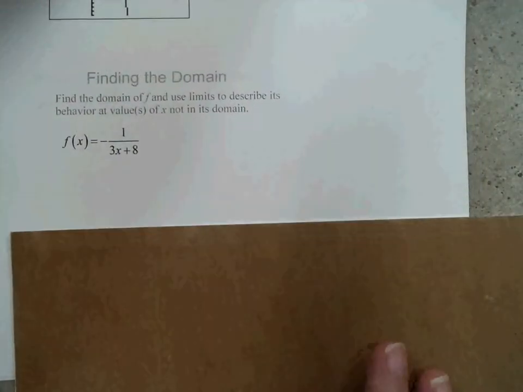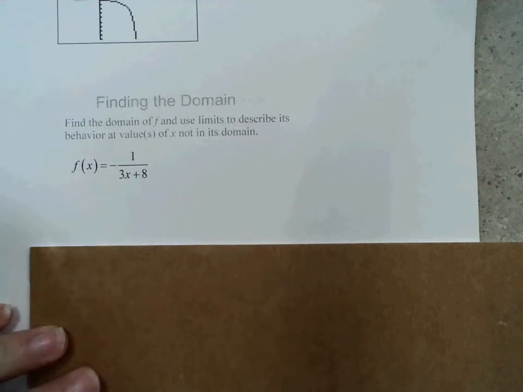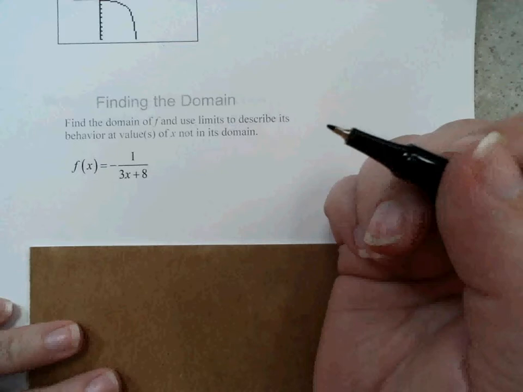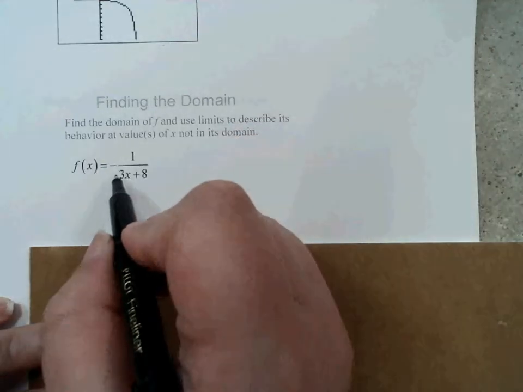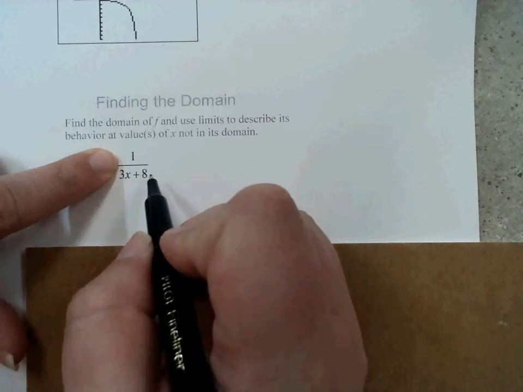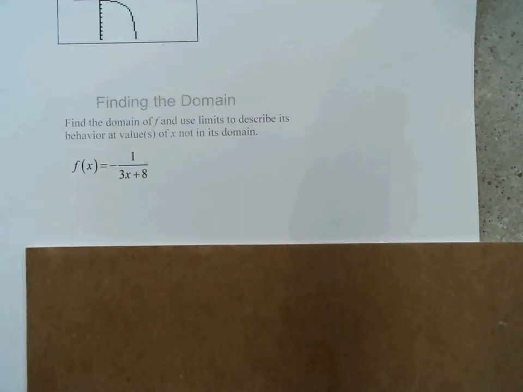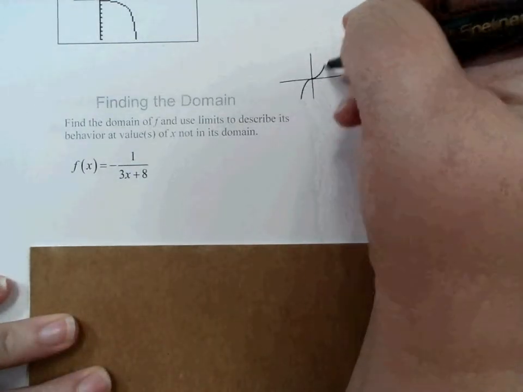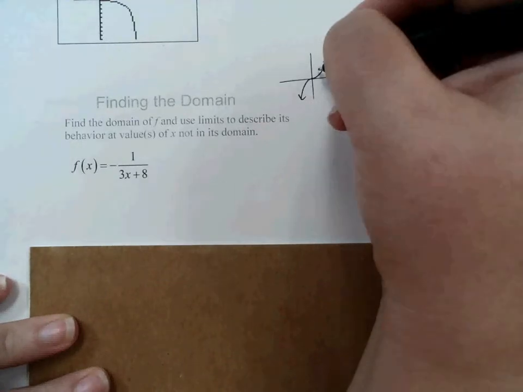Okay, let's talk about this one. The main difference is this negative out front, and if we recall what we learned about transformations, a negative outside the function is a reflection across the x-axis. A reflection across the y-axis would be like a negative 3x plus 8, then you'd have a reflection across the y. Although remember that with an odd function, a reflection over the x and a reflection over the y are the same, if it's exactly centered at 0, 0.